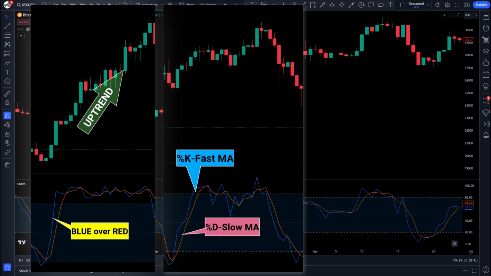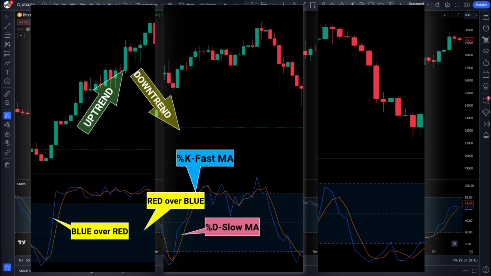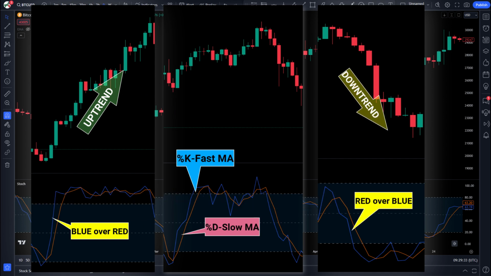When the blue curve is positioned above the red curve, it signifies an uptrend, while if the blue curve falls below the red curve, it indicates a downtrend. Many traders employ this technique for timing their market entries and exits.